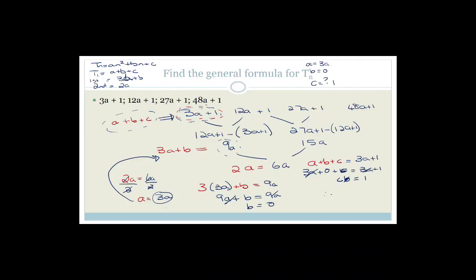Therefore, we now have that c equals 1 and we can write our general formula in a random color other than black. So we got tn is equal to an squared, which is 3an squared, plus 0, so we're not going to write it, and the c is 1. And that is our final answer.